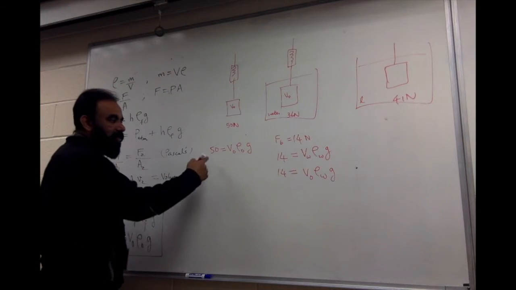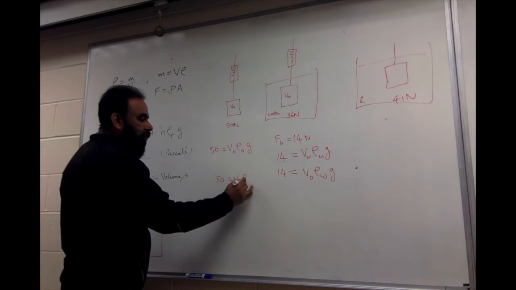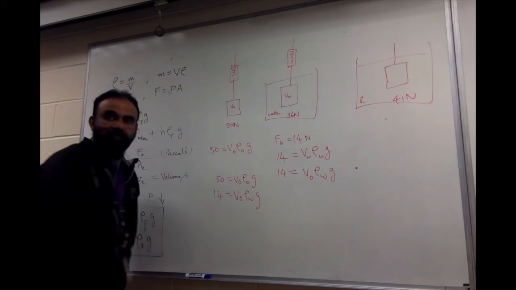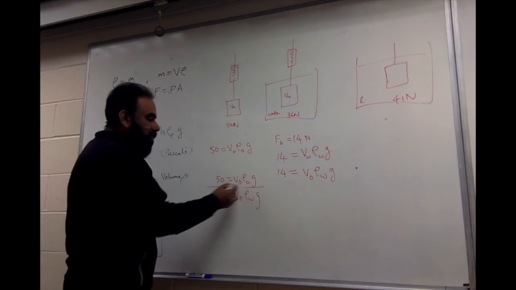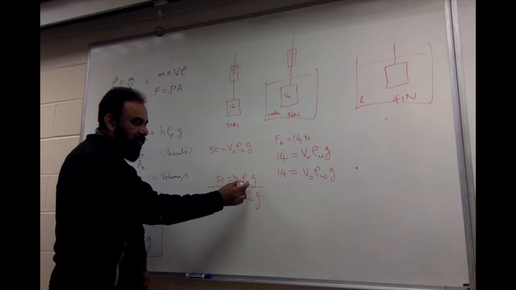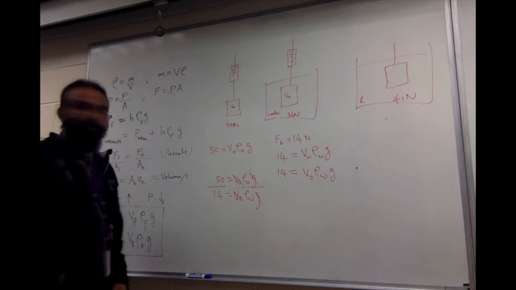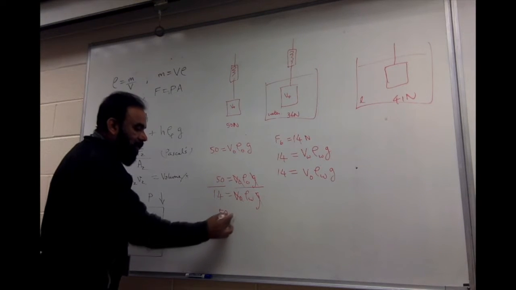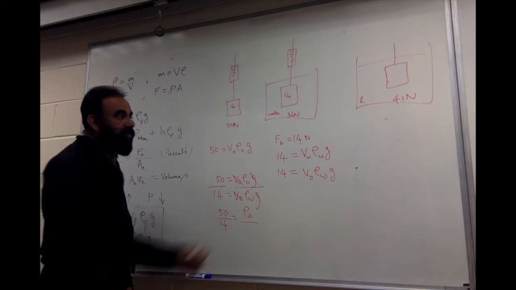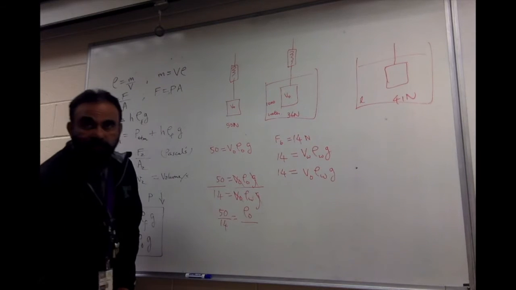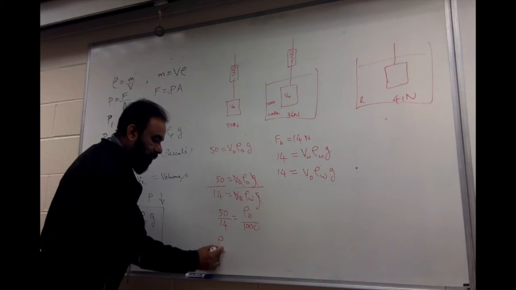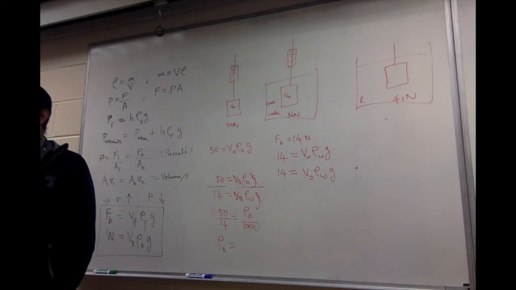Alright, now we have two equations. Watch this. 50 is equal to VO rho O G. 14 is equal to VO rho W G. Divide the two equations. So what will cancel? VO and G. Now it becomes a very simple equation. You have 50 over 14 is equal to rho O over rho W, which is the density of water. What's the density of water? 1000. So what is rho O? Cross multiply.